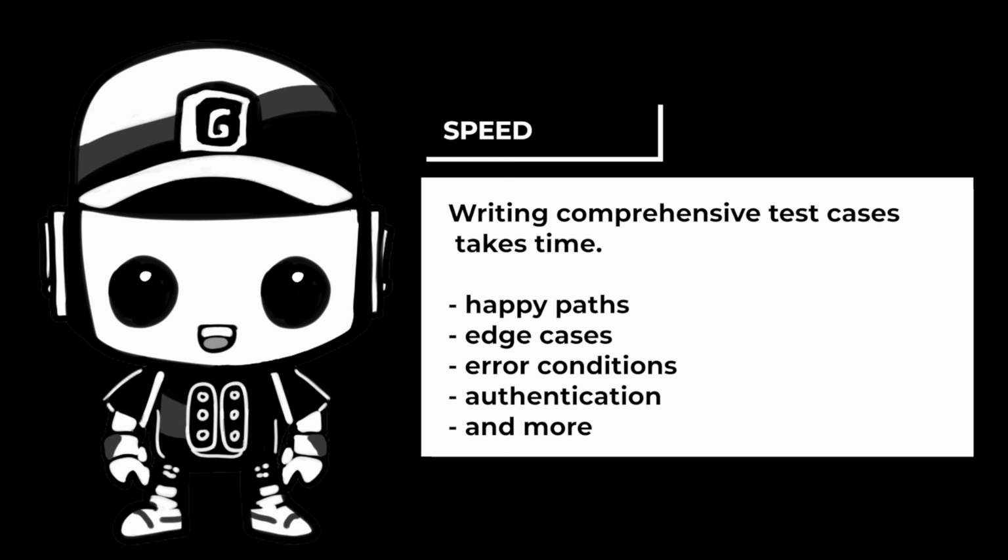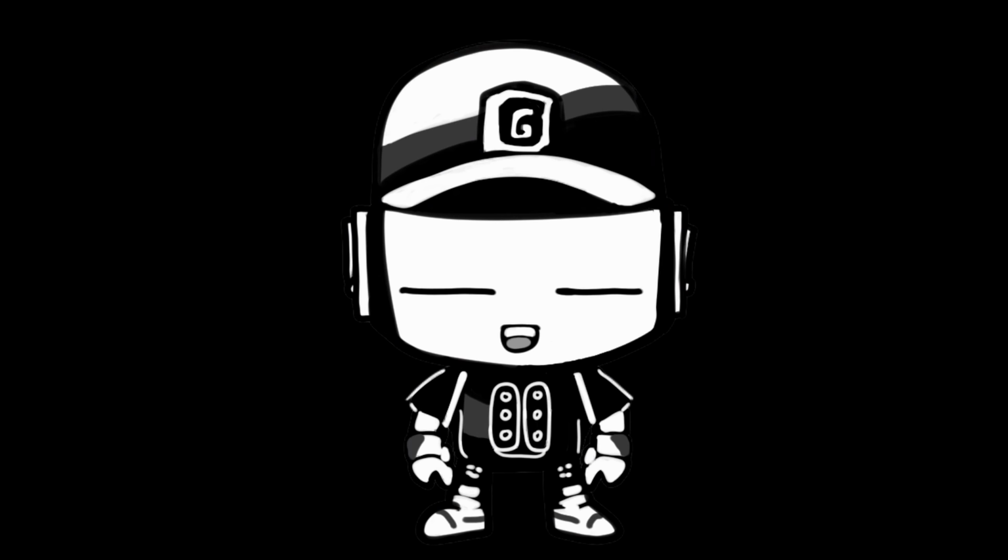There are three main reasons. First is speed. Writing comprehensive test cases takes time. You have to think through happy paths, edge cases, error conditions, authentication, rate limits, and more. ChatGPT can generate a rough draft of all of that in seconds. You're just accelerating how you do your work.